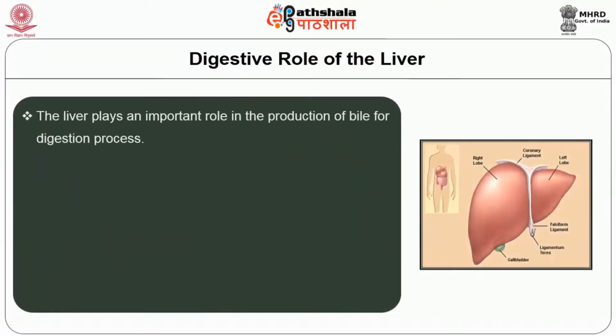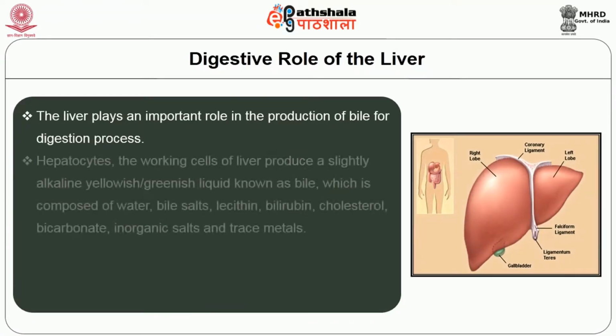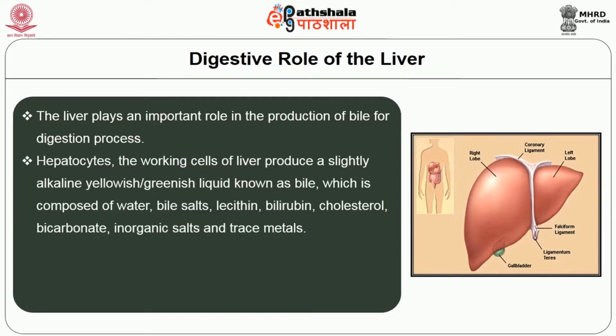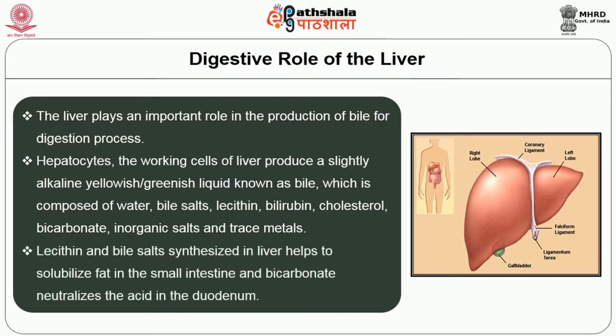The liver plays an important role in the production of bile for digestion process. Hepatocytes, the working cells of liver, produce a slightly alkaline yellowish or greenish liquid known as bile, which is composed of water, bile salts, lecithin, bilirubin, cholesterol, bicarbonate, inorganic salts and trace metals. Lecithin and bile salts synthesized in the liver help to solubilize the fat in the small intestine, and bicarbonate neutralizes the acid in the duodenum.